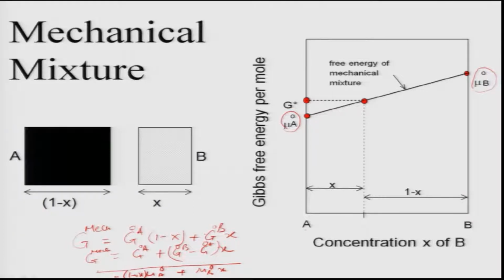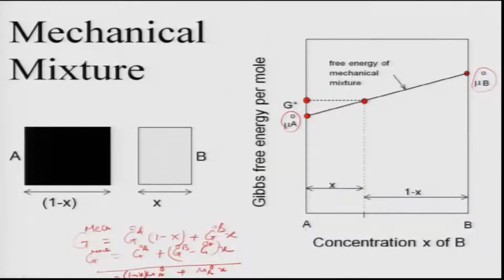So, the contribution of B will be x multiplied by GB0, where GB0 is the free energy of pure B. Similarly, the free energy of pure A is GA0, and there are 1 minus x mole fractions of A in the solution. So, it is GA0 multiplied by 1 minus x, and if you take the sum, it becomes GA0 (1 minus x) plus GB0 x. And as I told you in the last lecture, this is the equation of a straight line.